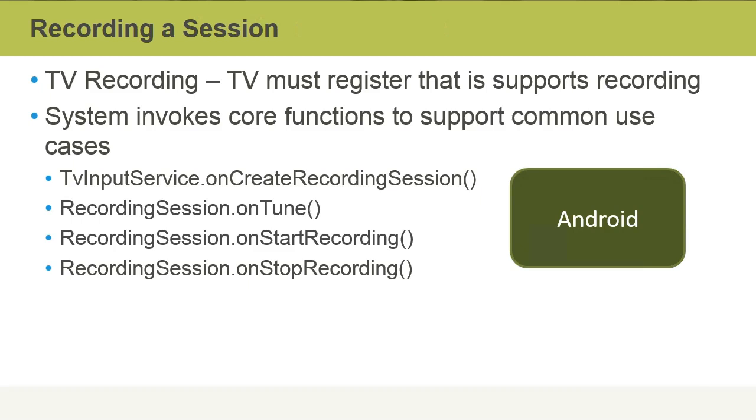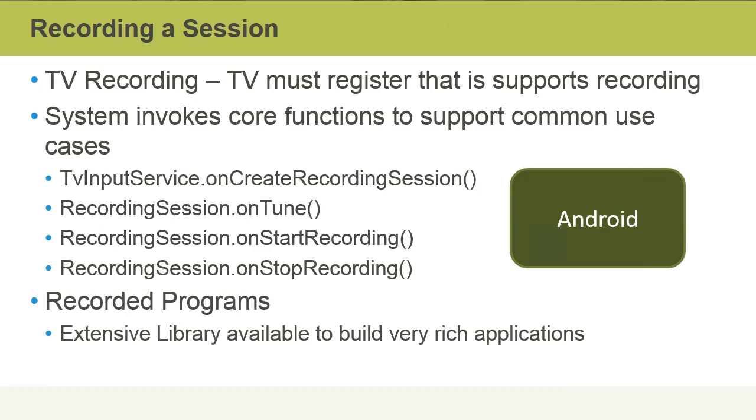The recording session.onTune method accepts a channel URI, or Uniform Resource Identifier, and will tune to the proper channel. The recording session.onStartRecording method starts recording the video and stores it in the recorded program's data table. When the system determines that the recording should stop, it will call the recording session.onStopRecording method, and you should stop the recording. The recorded program's data table has a related and extensive library available, so you can build very rich applications.